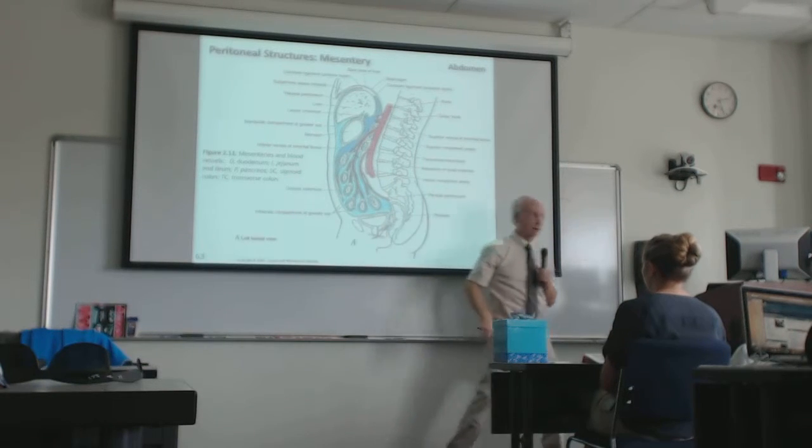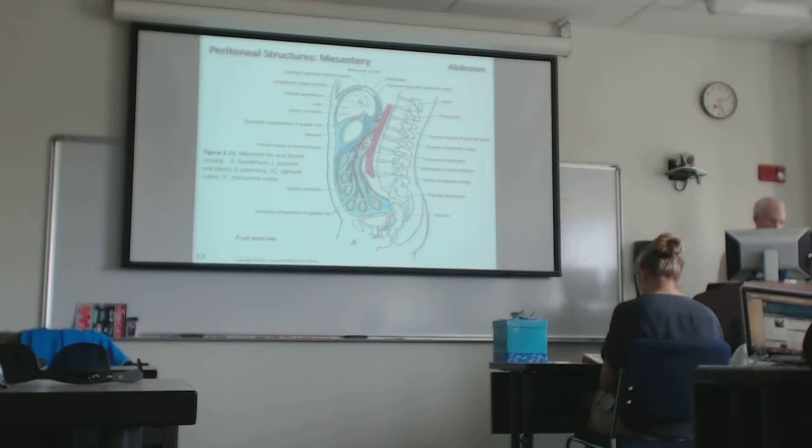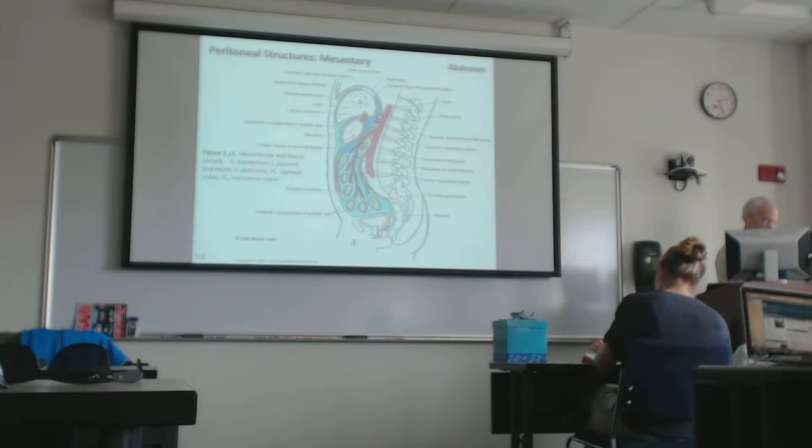So look at that greater omentum here, just because there are some other points that I want to make about this in another context. But here's the stomach. Here's that hepatogastric ligament. There's peritoneum, there's peritoneum. Then it falls forward, it falls anteriorly, it falls back on itself, and then reattaches to the transverse colon.